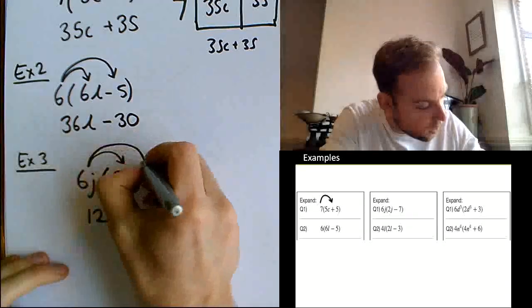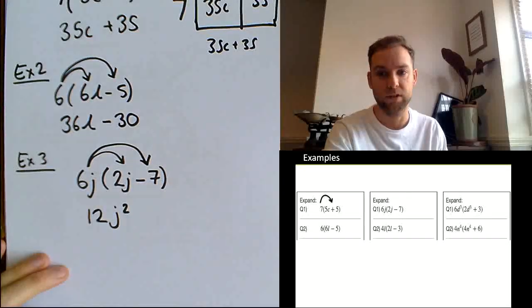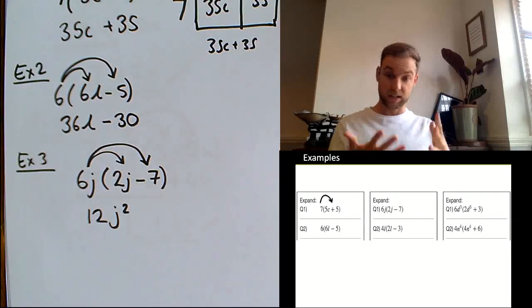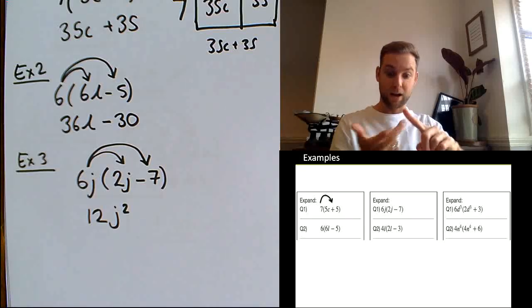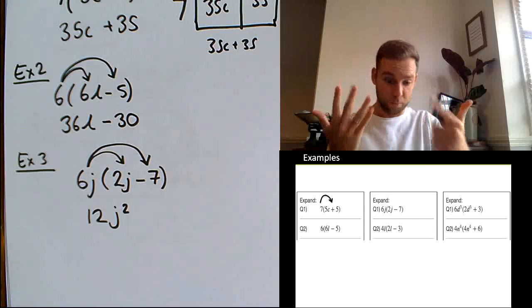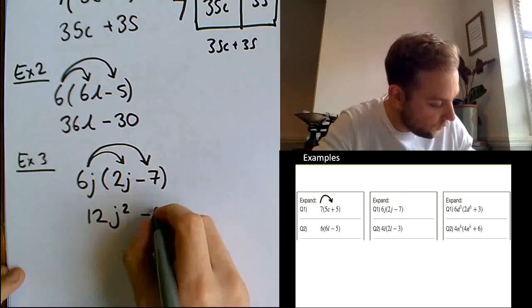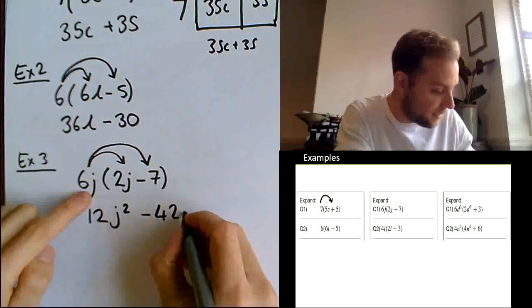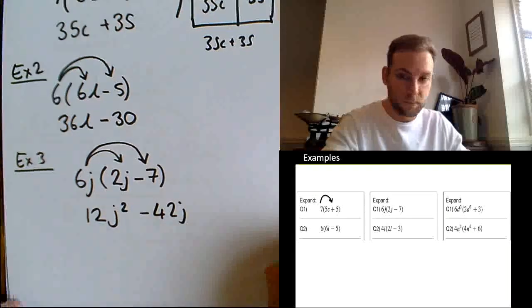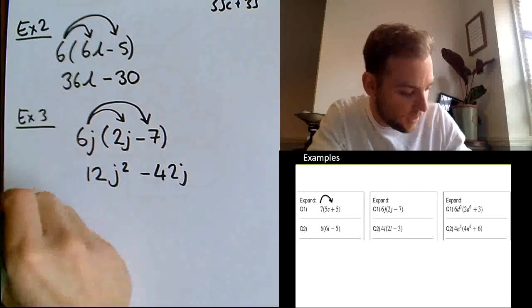So the next one we've got 6j times by minus 7. Well, 6 times by minus 7 is, well, let's do it in order. 6, 12, 18, 24, 30, 36, 42. Brilliant. So minus 42. And not forgetting to times by the j as well. So that's example 3. So let's do another one of these.